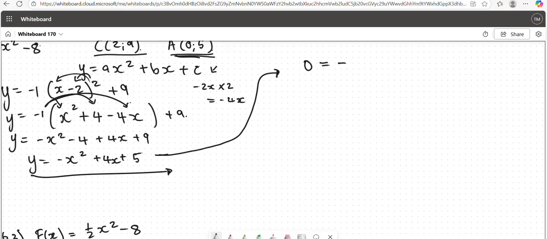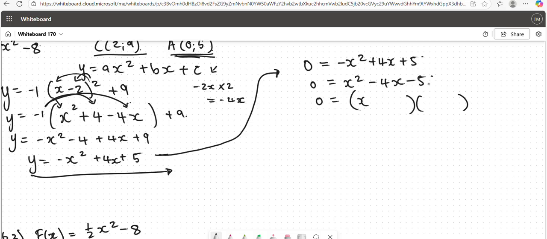0 is equal to negative x squared plus 4x plus 5. And times everything by negative 1 so that it looks kind of easy. x squared, negative 4x, negative 5. And now you can easily factorize it without using your quadratic formula. Factors of negative 5 that add to give me negative 4 are negative 5 and positive 1. And so essentially x is equal to positive 5 and negative 1.